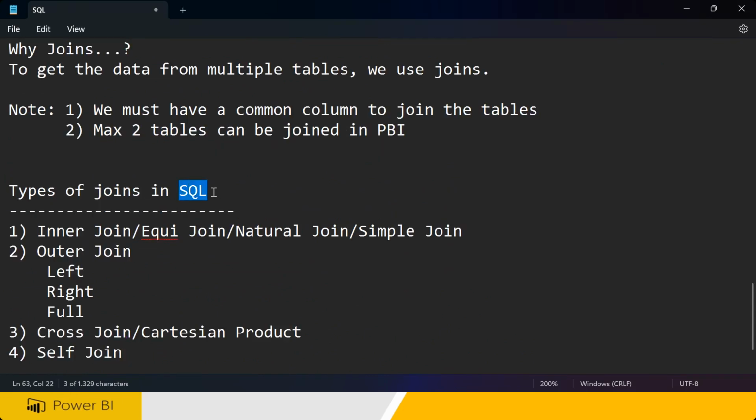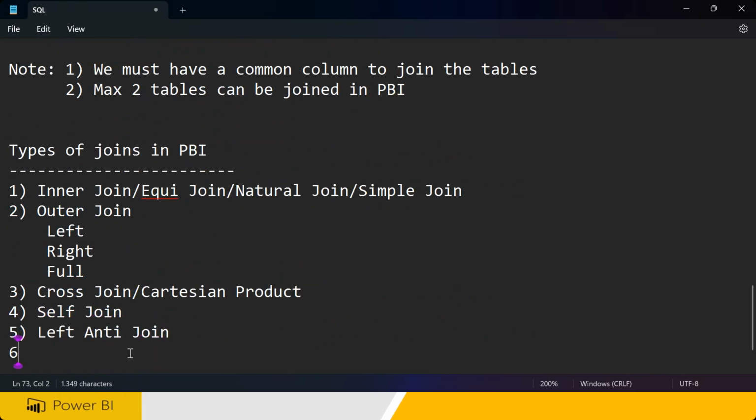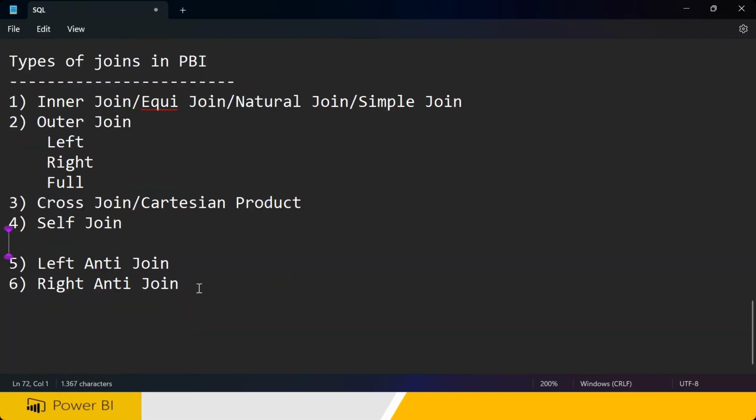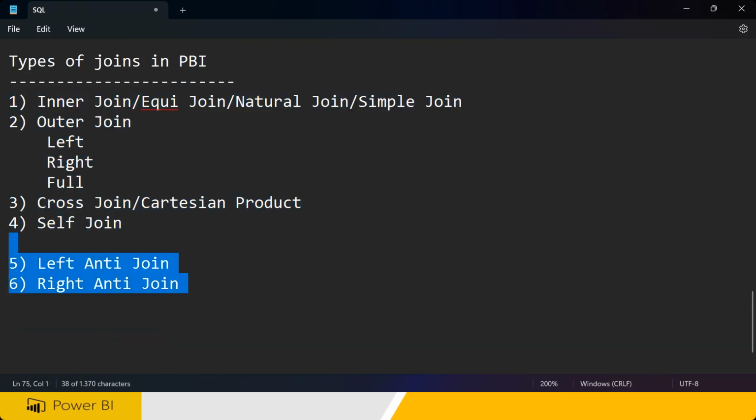Types of joins in Power BI: you have inner, outer, cross, self, and one more, that is left anti-join, and you have right anti-join. These are the two extra joins which are available in Power BI. You have inner join, outer join, cross join, self join. Two are extra: left anti-join, right anti-join.